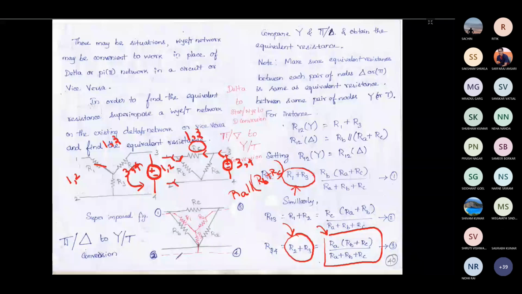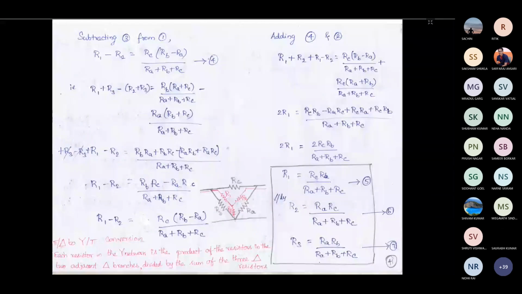Those three things we have found in these three formulas. That's what we have done here. From this, what we are going to do is convert from one form to another. Here we have converted from delta to star, meaning we have been given a delta connection, and from that we are going to obtain the star connection.